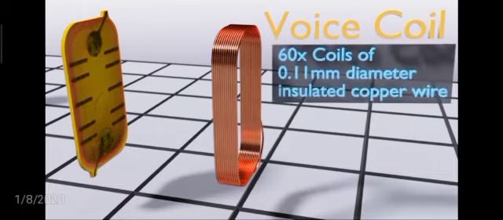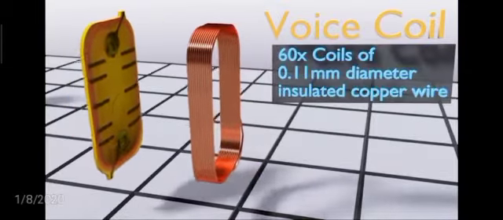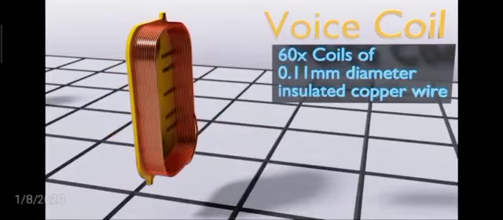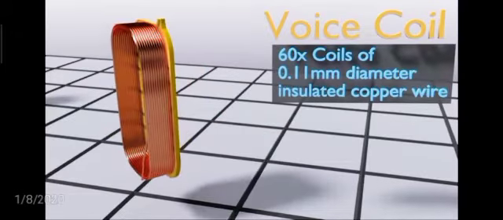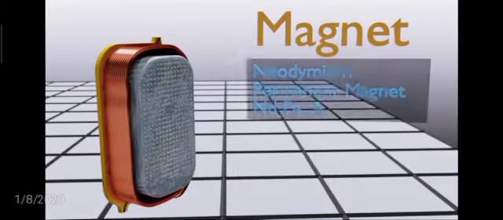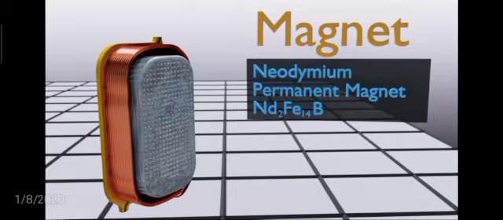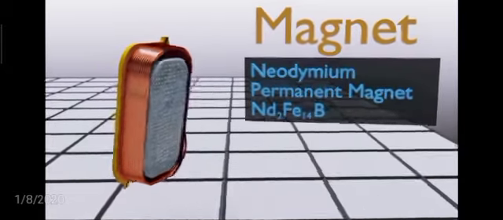The voice coil is firmly mounted to the diaphragm, and it is constructed from a coil of insulated copper wire. The diaphragm and coil are positioned around the third component, the magnet. In a smartphone, this magnet is made of neodymium, which has a strong permanent magnetic field. Together, the coil and neodymium magnet act as a kind of miniature motor.